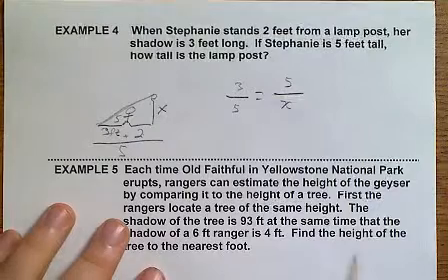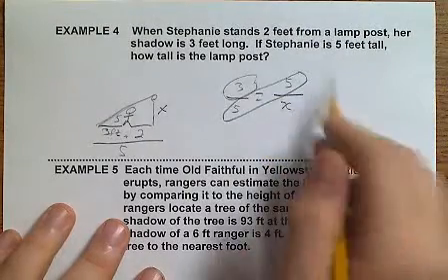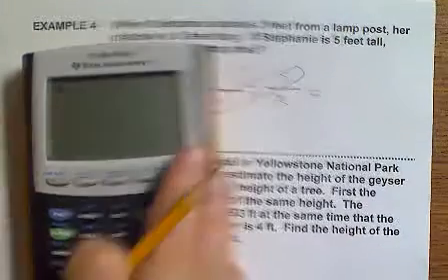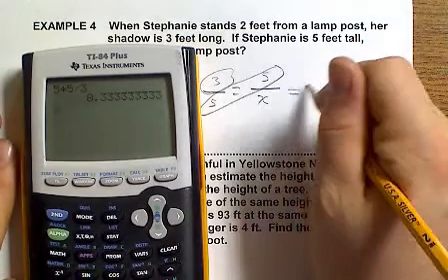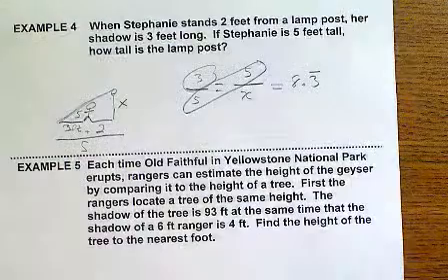So, if we cross multiply and divide, we want to go 5 times 5 divided by 3 gives us 8.3 repeating.